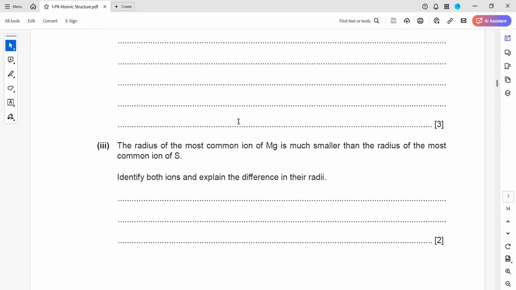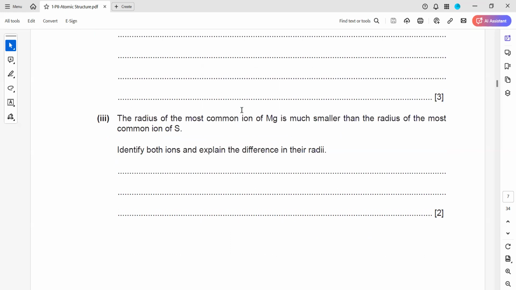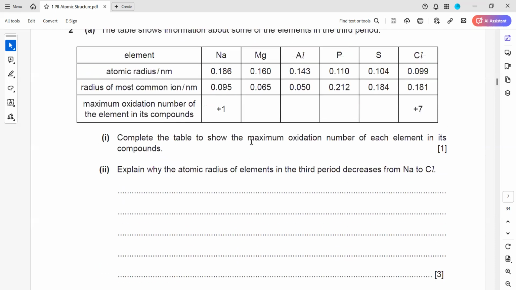So same answer for this one. Then the radius of the most... How do they have the same shielding effect? For sodium to magnesium, there will be a small difference in the shielding effect, but the rest all have the same shielding effect. Why? Because if we talk about the shells, sodium's first shell will have 2 electrons, the second shell will have 8 electrons, and the third shell will have 1 electron.